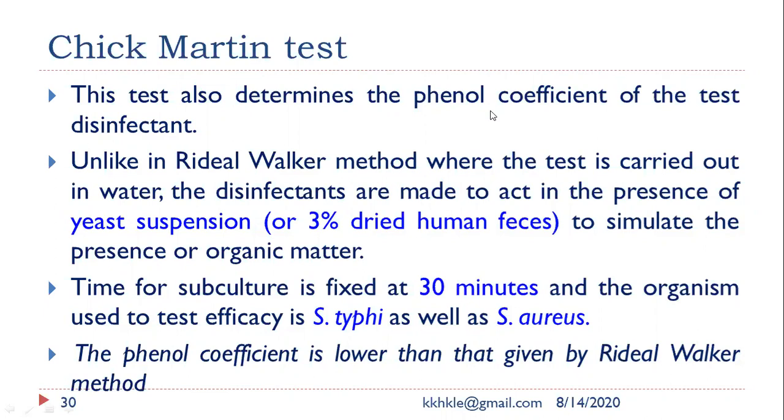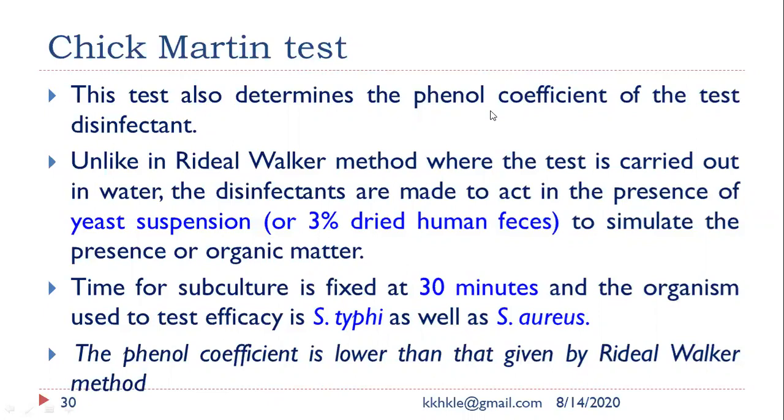So that is the reason in the Chick-Martin test, the organism is put into different dilutions of the disinfectant, and this dilution is done in the presence of the diluent, which contains either a yeast suspension or 3% dried human feces, which will simulate the presence of organic matter. The time for subculturing is fixed at 30 minutes, and the organisms used in the test are Salmonella typhi as well as Staphylococcus aureus.